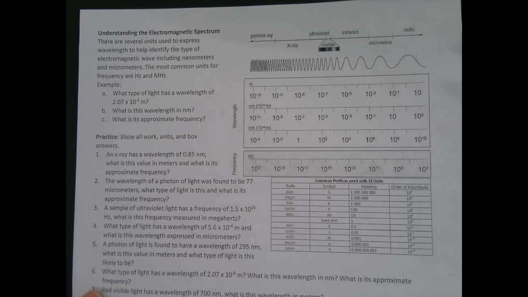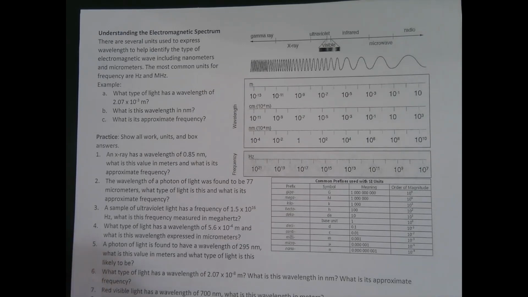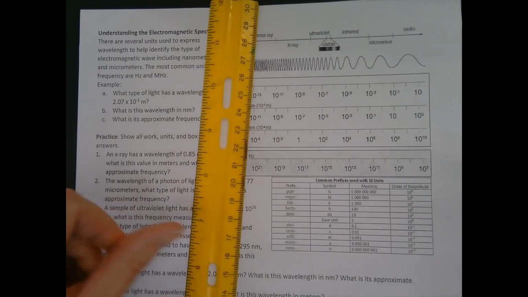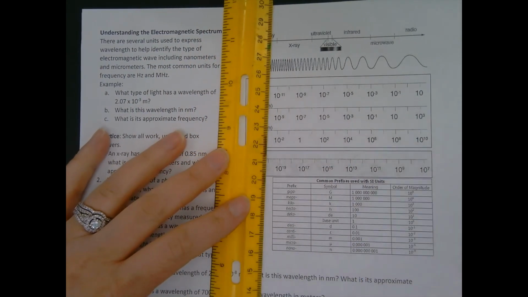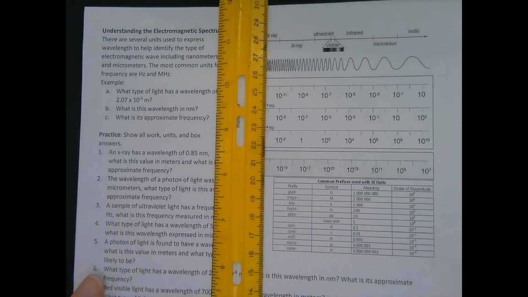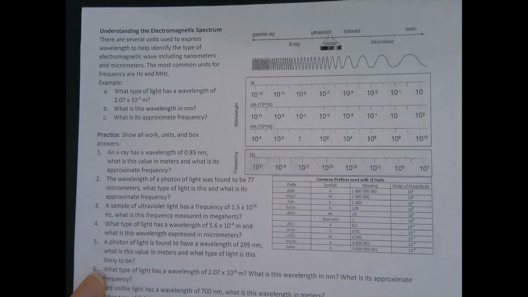The next lesson we'll actually calculate it, but for now we're just going to identify the type of wave and then approximate either the wavelength or the frequency. And again, we're going to do that by lining it up. I'm going to use a ruler to help line it up, but that's what we're going to do. So let's start with our example.